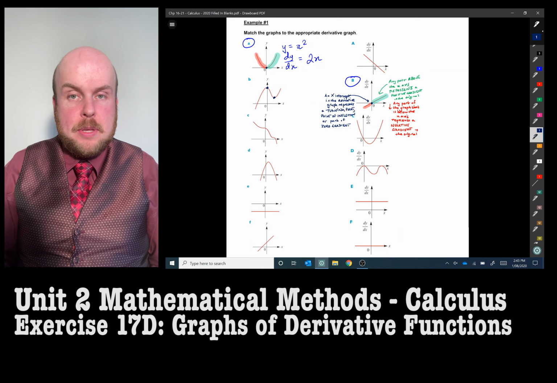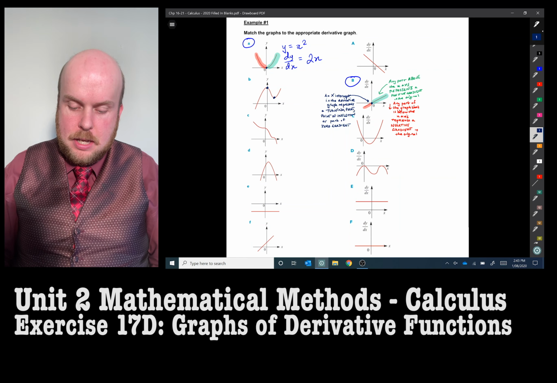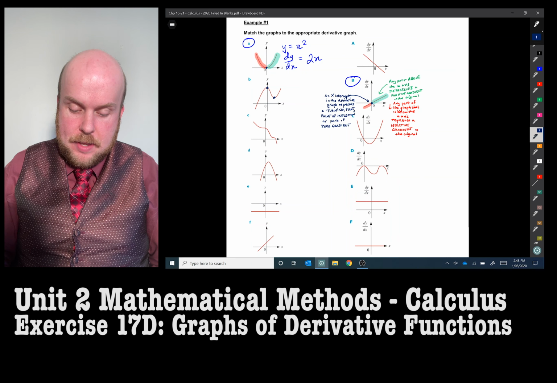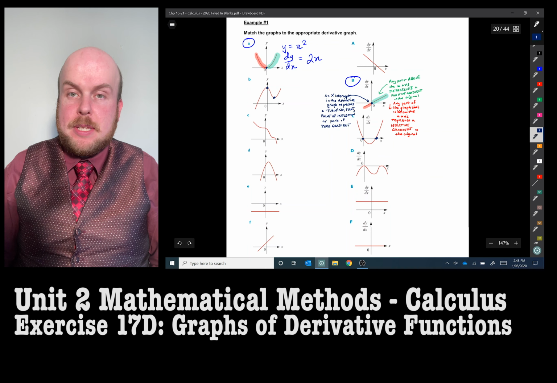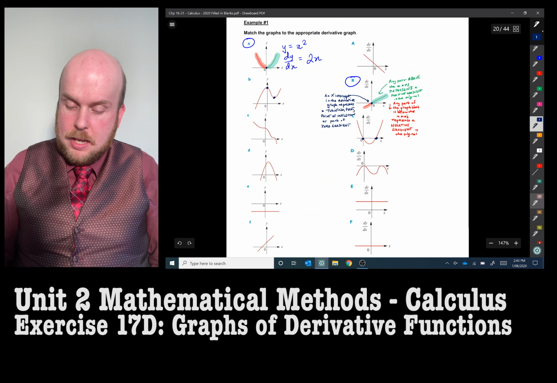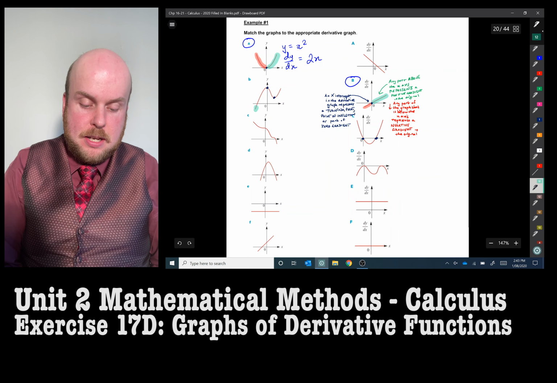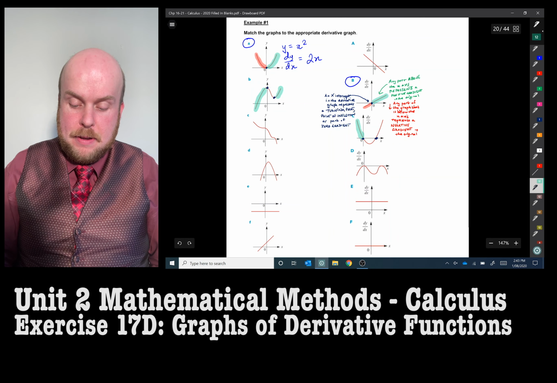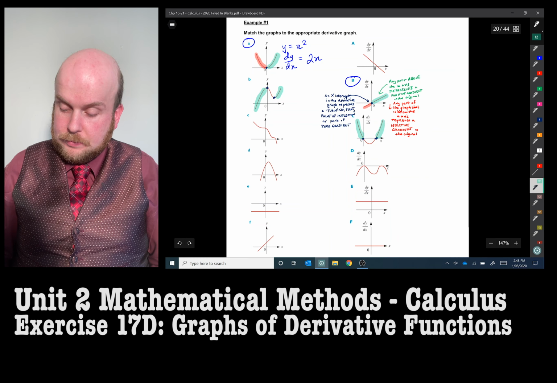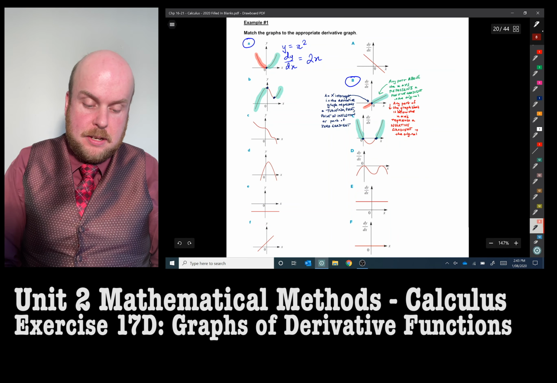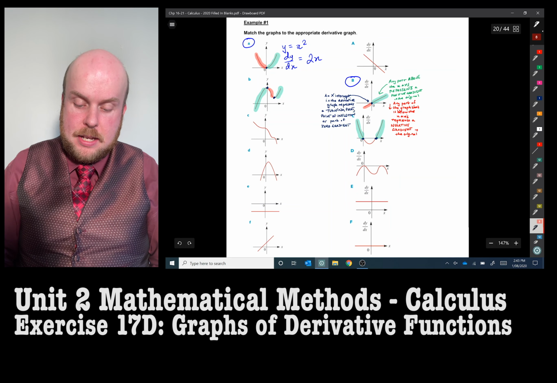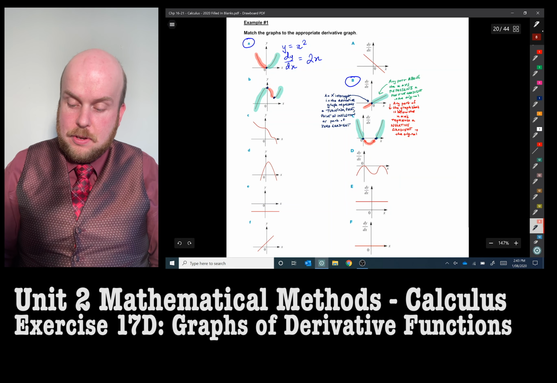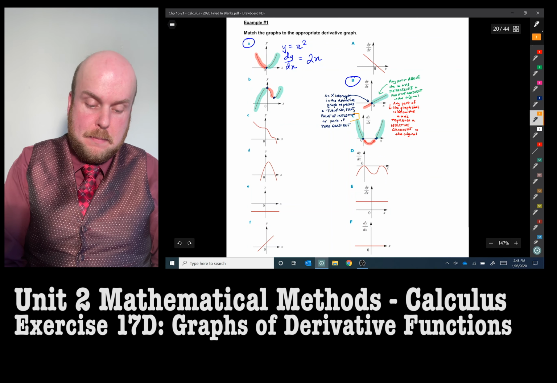So graph A only has one x-intercept, so it only would refer to an original graph with only one turning point. But graph capital C is exactly what we're looking for. It has two x-intercepts to represent the two turning points. And let's double check. There's a positive gradient here and a positive gradient there. The derivative graph is above the x-axis here and above the x-axis there. And then it's got a negative gradient here and it's underneath the x-axis here.